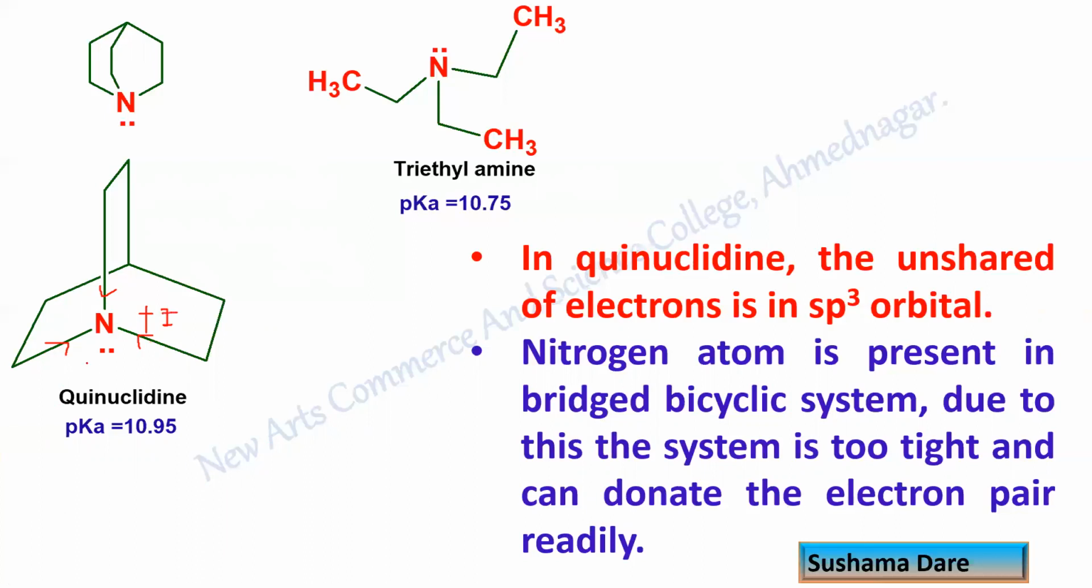Because of this, the plus I effect, the electron density is more on this nitrogen atom. Same here, the electron density is more on this nitrogen atom. But the only thing is, in the case of triethylamine, as the system is not tight enough, these three ethyl groups cause a little bit of steric hindrance for these electron pairs for donation. Hence, as compared to this, quinuclidine is strongly basic.